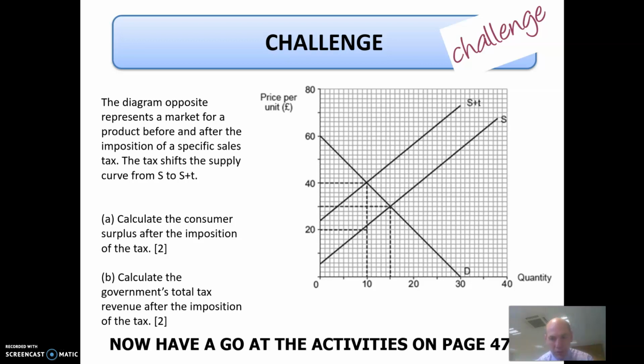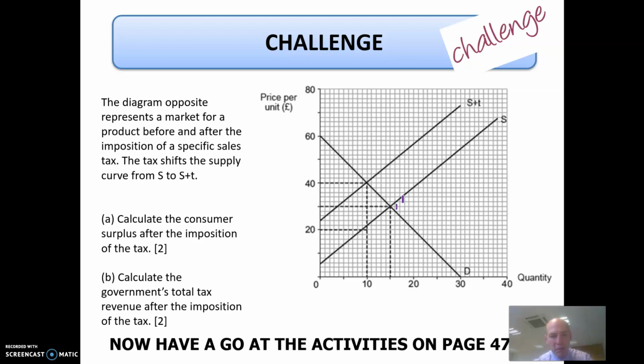Okay, so what you have to do is obviously think about wherever the initial equilibrium was, this point here, the initial equilibrium before the tax, and then after the tax, think about where that equilibrium point is. What's the price? What's the quantity traded? Look at the diagram and work consumer surplus out.